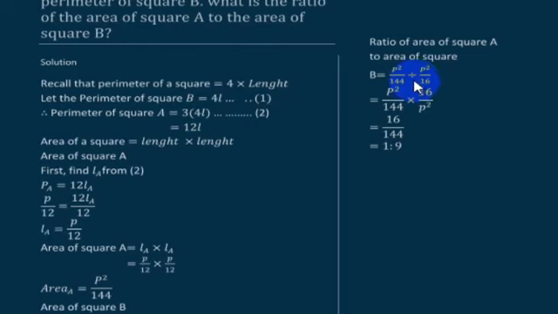So changing the division sign to multiplication, you take the reciprocal. P square moves down, 16 moves up. So multiplying, P square cancels P square. 16 divided by 144 gives us 1 over 9. So the ratio of the area of square A to the area of square B is 1:9.